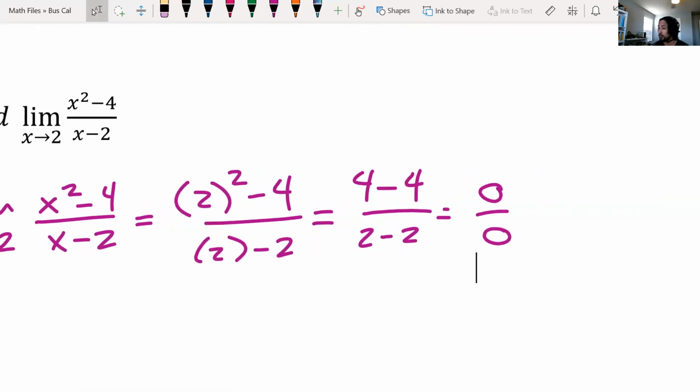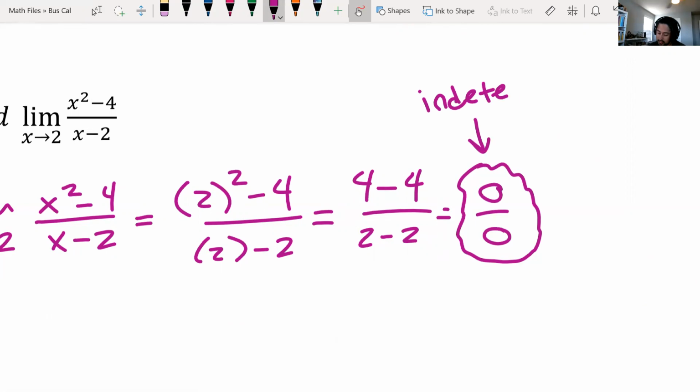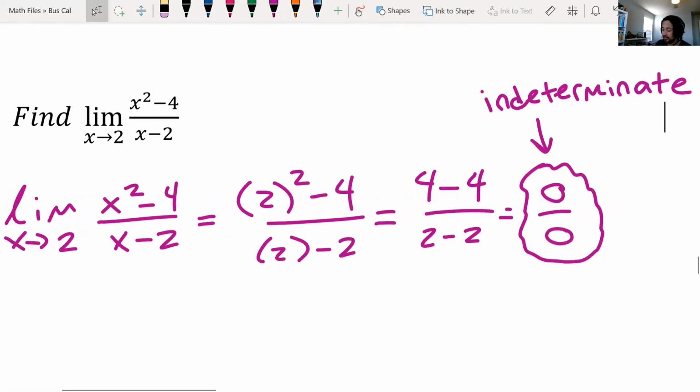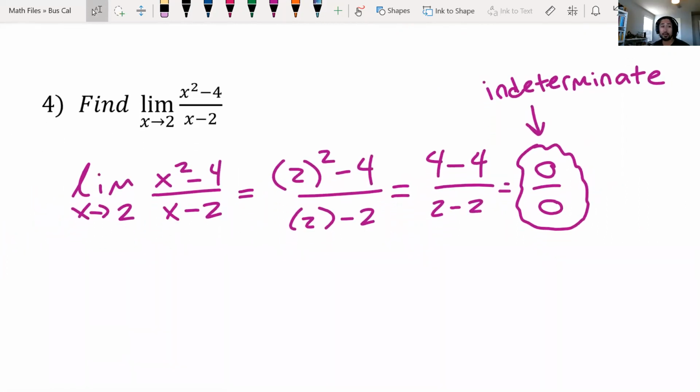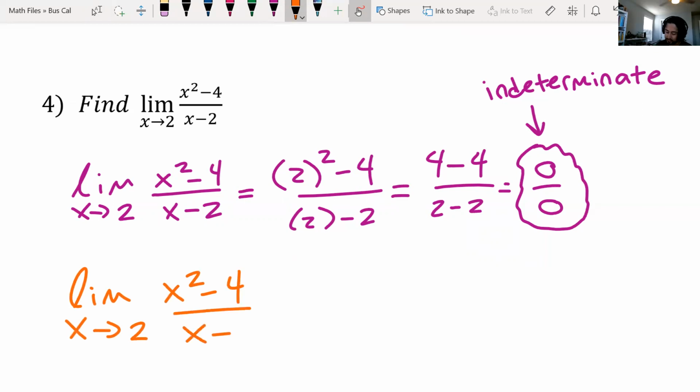So does anybody know what 0 over 0 is called? No. And it's okay if you don't, because 0 over 0 is definitely not 0. 0 over 0 is a special type of form. This form is called indeterminate. This is an indeterminate calculus form, which means if you ever come across an indeterminate answer, we have to go back to the very first step and figure out if we can fix it algebraically. So let's rewind. I'm going to rewrite it again. And this time, let's see if we can fix it algebraically.